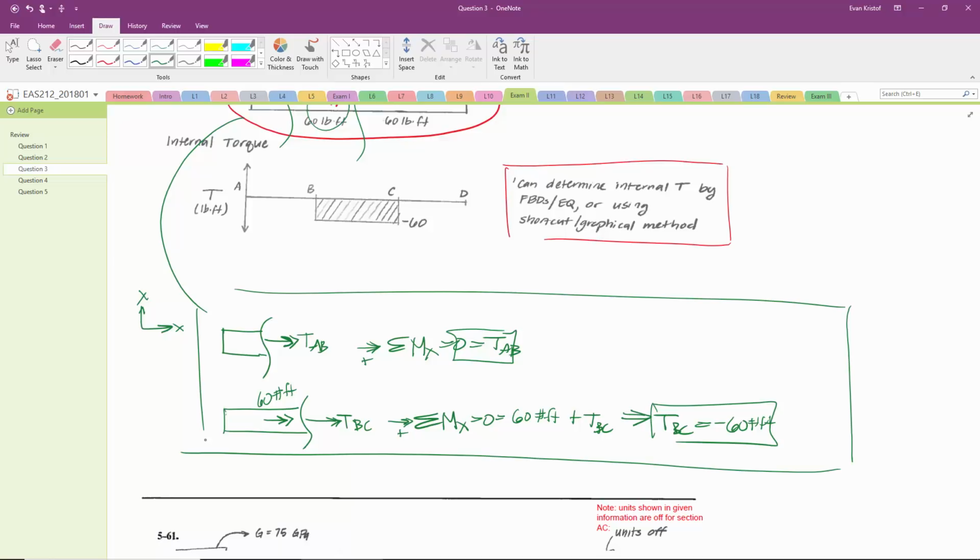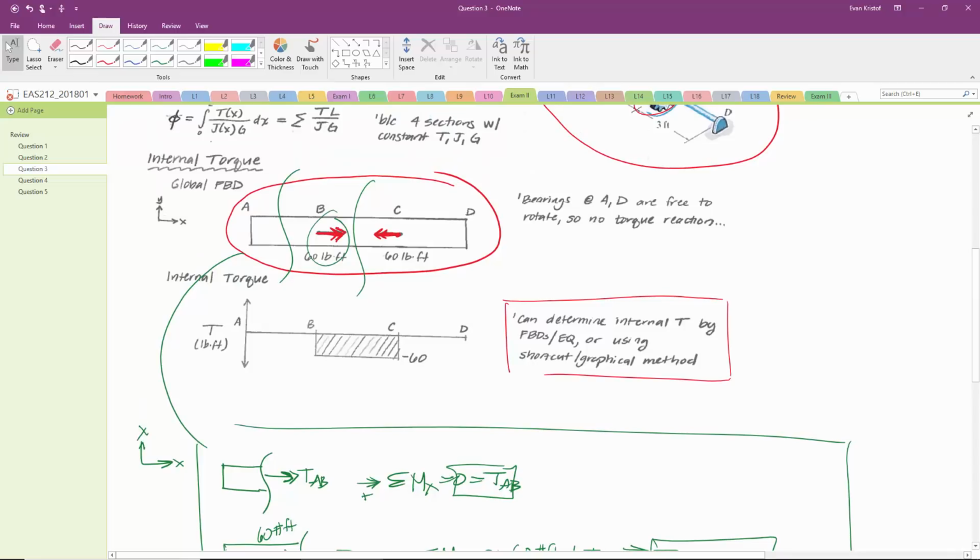So what you can do as an alternative, if you're comfortable with the free body diagram equilibrium method, is go to the shortcut, the graphical method, that simply says every time, as we go from left to right across a beam, we start out at 0, and then anytime I have an applied torque pointed to the right, it will make my internal torque jump down whatever the amount of that applied torque is.